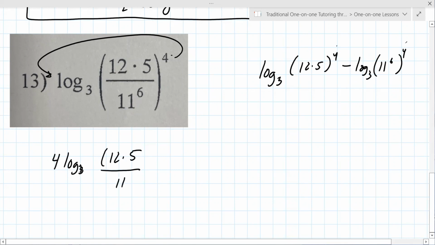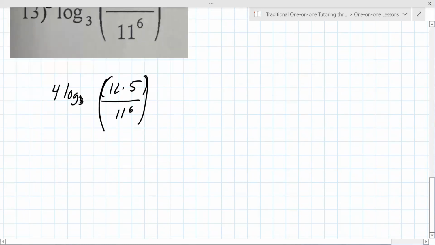So actually, let me put those like that. So there you go. So now we can break it apart as a difference. So it's 4 log base 3 of 12 times 5 minus 4 log base 3 of 11 to the power of 6, like that.